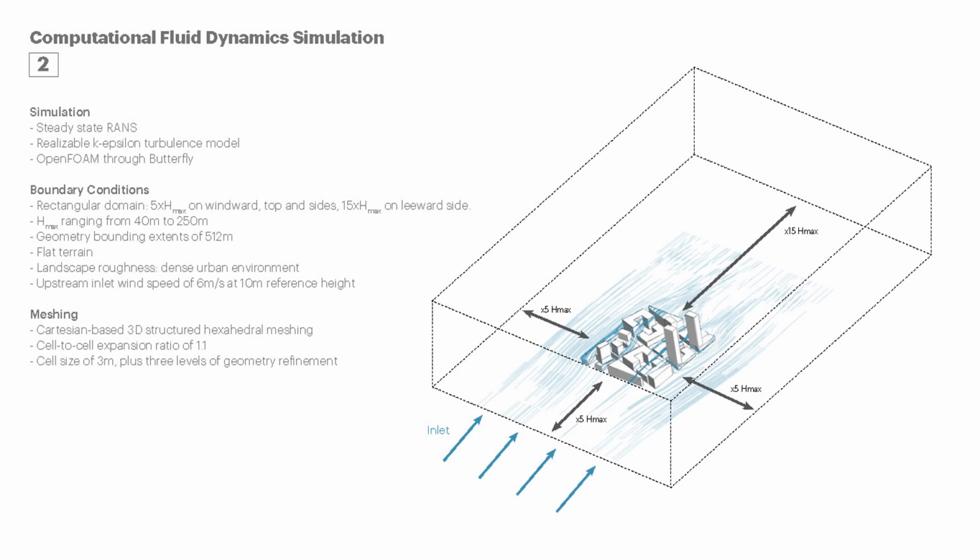We set up steady-state CFD simulations following industry standards for pedestrian wind flow applications. We used the realizable k-epsilon turbulence model, and we ran that through OpenFOAM through Butterfly. We used a rectangular domain, with height range from 40 to 250. We used a cell size of 3, with refinement at the pedestrian levels as well as at the geometry.